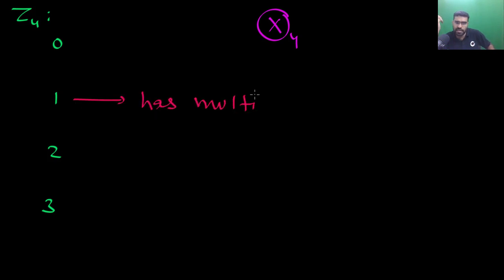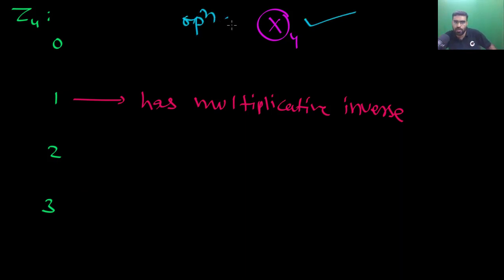See, these are the elements 1, 2, 3, 4 in Z4. But in these elements, under this operation, multiplication modulo 4, you can notice that this has multiplicative inverse, and this has multiplicative inverse. Your operation is, remember, multiplication modulo 4. So element 1 has inverse, and this also has multiplicative inverse. So these two elements have inverse.